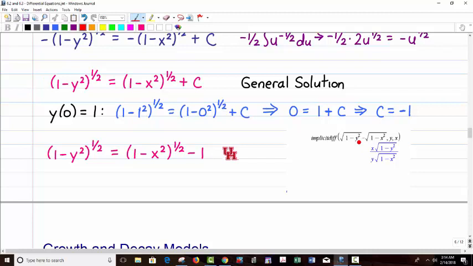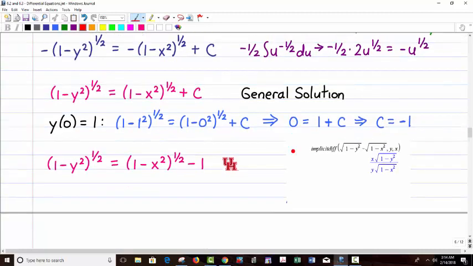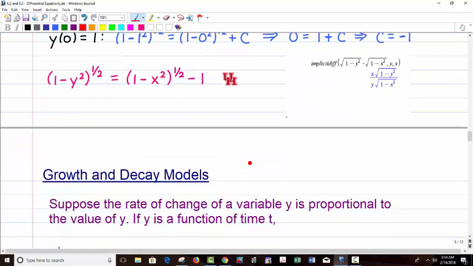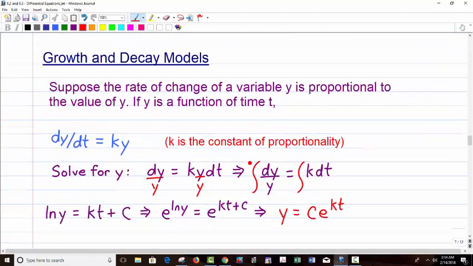I don't know what I was doing over here. I guess I was just taking the implicit derivative of the general form or whatever. Don't worry about that. I don't know why I didn't do the solve there for this one, but that's okay. It doesn't matter. We did it correctly. We did fine there. So, all right, growth and decay models.